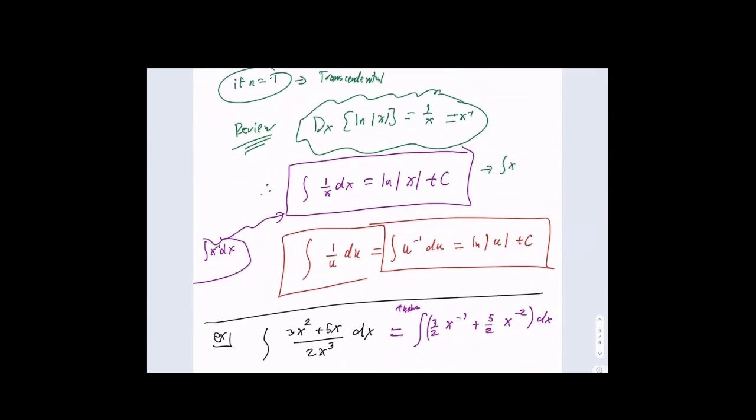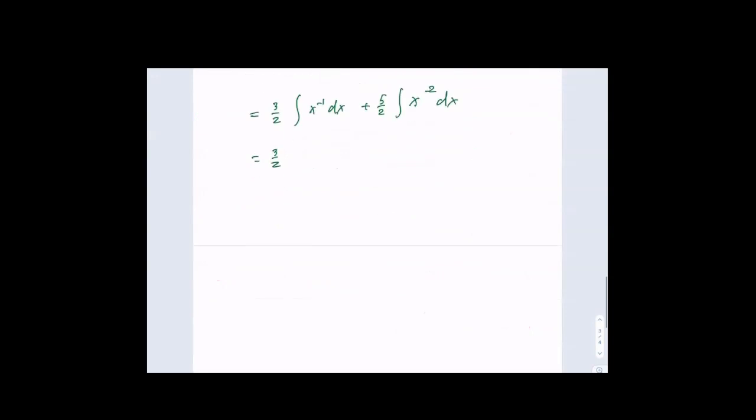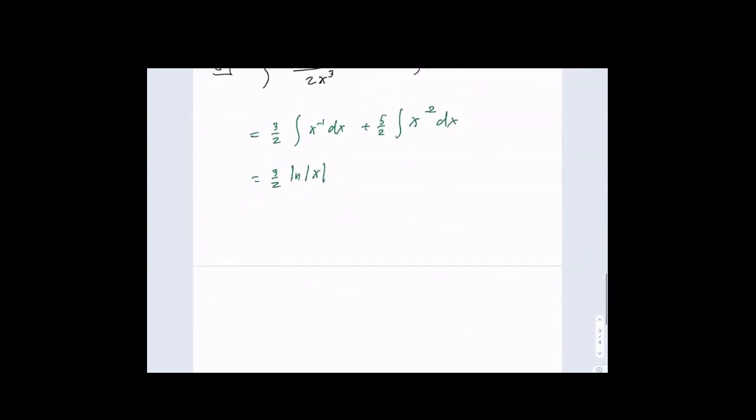Ln of the absolute value of x. Natural log absolute value of x. Good. Plus 5/2. And this one would be, is it 2 though? So would it be ln? Nope. Only one that's ln is the negative one. It's only that one specific one.